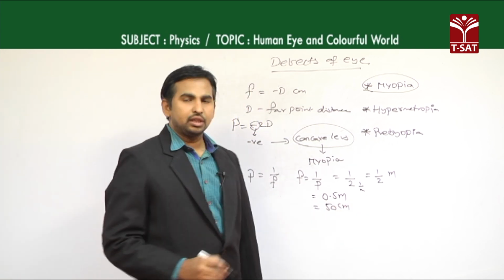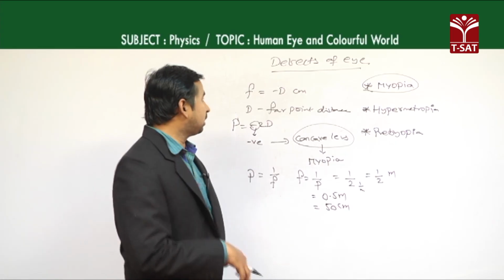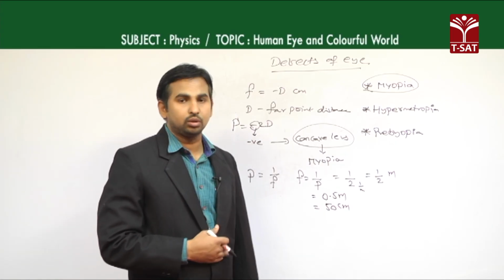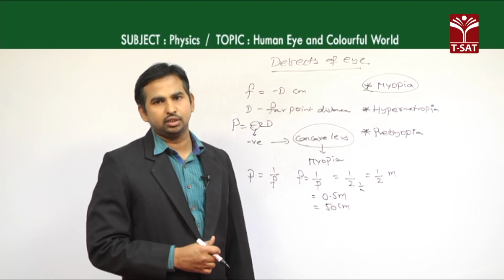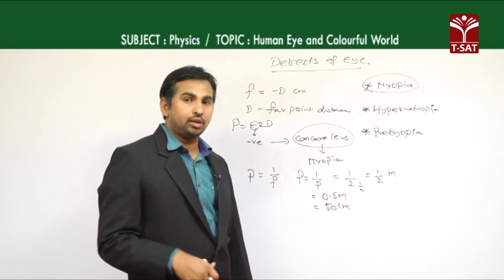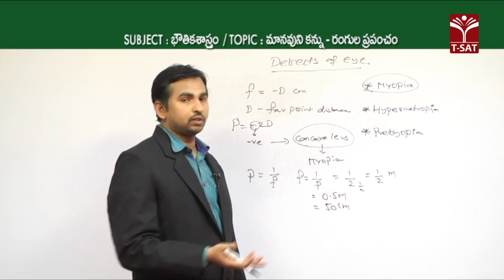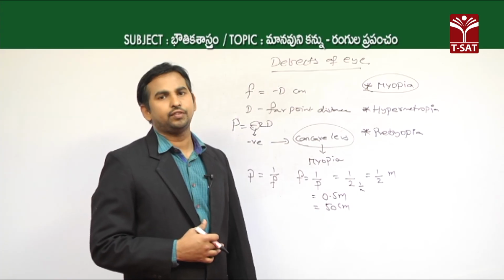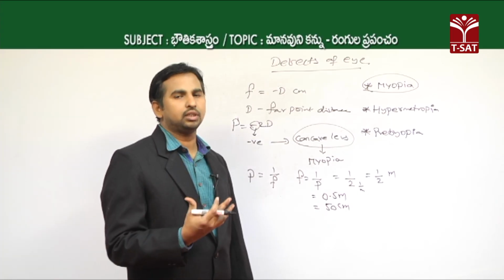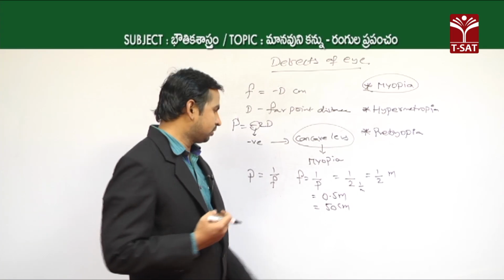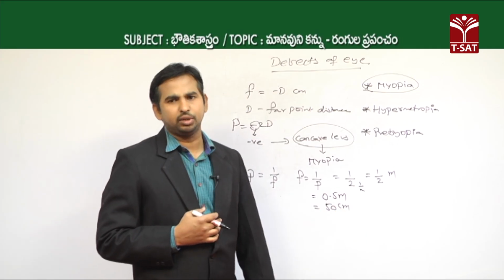So, which means the far point or the focal length recommended for this defect is equal to 50 centimeters, or we can also say the far point of this one is nothing but equal to 50 centimeters. That person has a far point distance of about 15 centimeters.